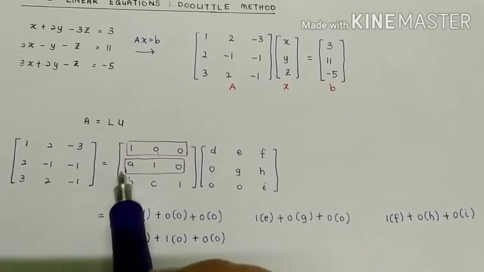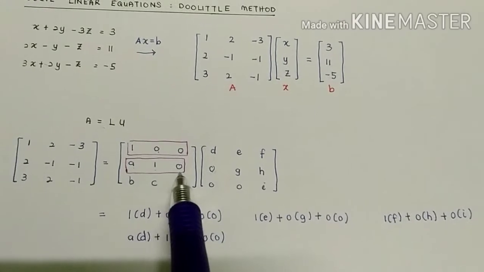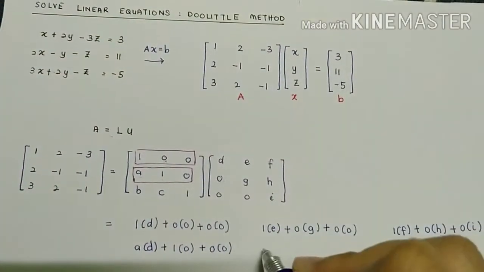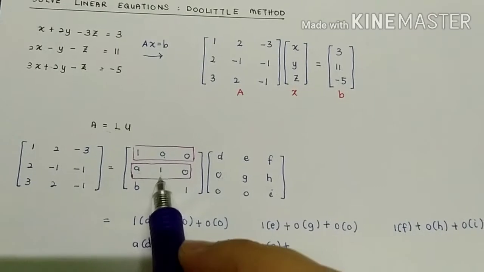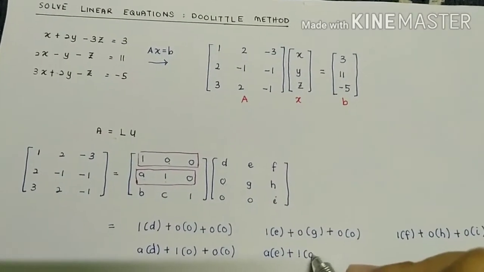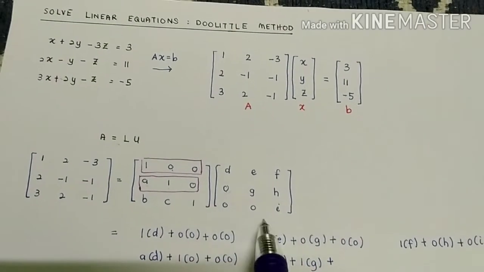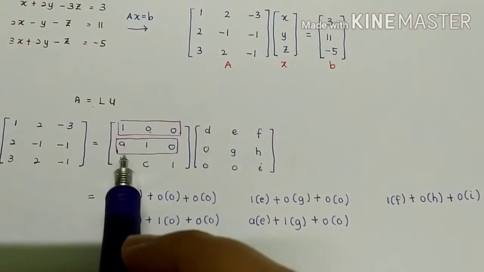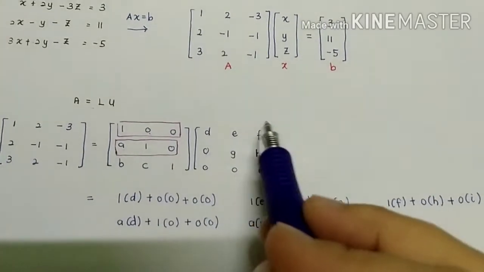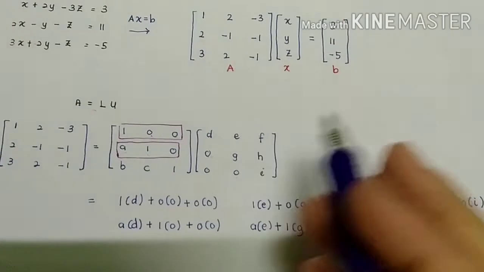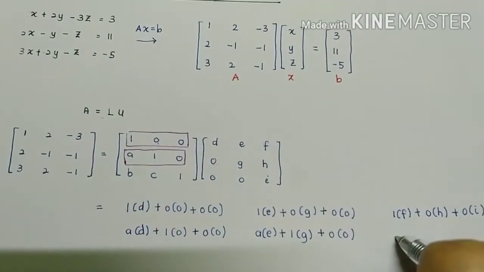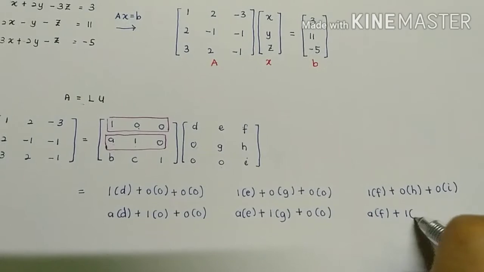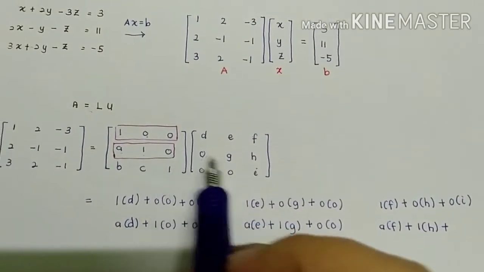Then the second row of matrix L we multiply with the second column of matrix U. So we have A times E plus 1 times G and plus 0 times 0. For the last column, we multiply the second row of matrix L with the third column of matrix U. So we have A times F plus 1 times H and then plus 0 times I.